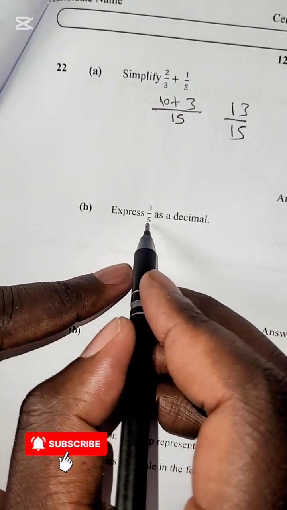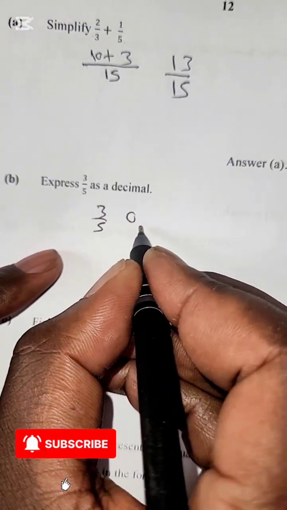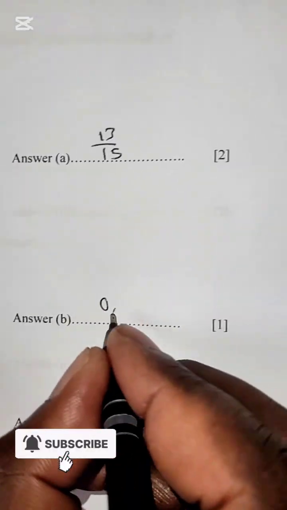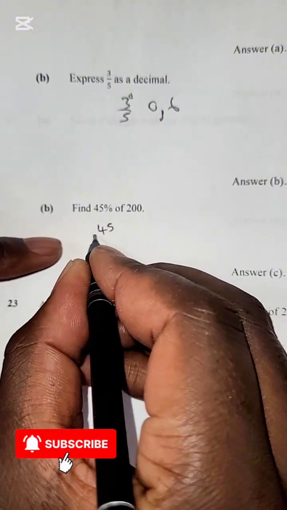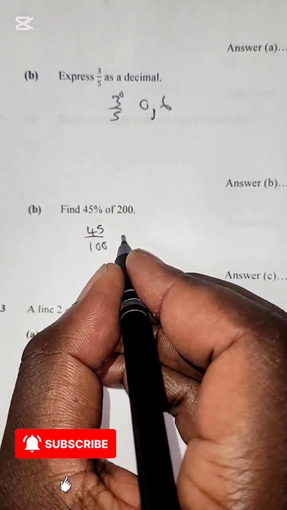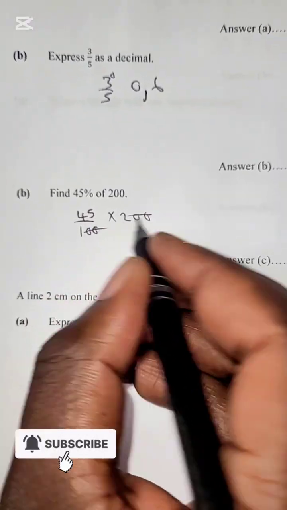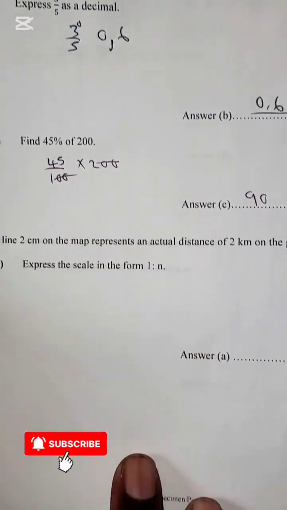Okay, 3 over 5 as a decimal. 5 into 3, that's 0. Then we add a comma here. Into 30, that's 6. So it's 0.6. Alright, 45% of 200. Every percentage is out of 100. Multiply by 200. So we get 90. 2 times 45, that's 90 altogether.